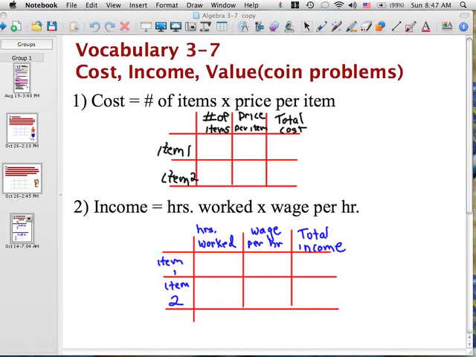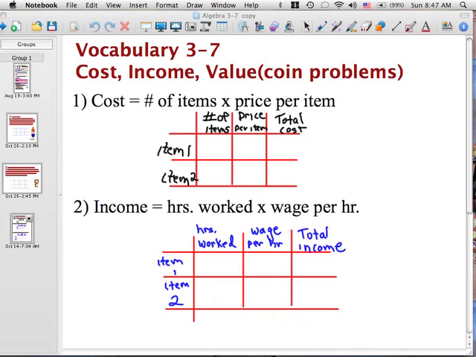So on the cost problems, they're going to give us the cost, the number of items, and the price per item. So when we set up our chart, we'll have two items, and we'll label those in the rows. And then the columns will be how many of each of the items we have, the price per item, and cost is always the number of items times the price. So that'll give us our total cost.